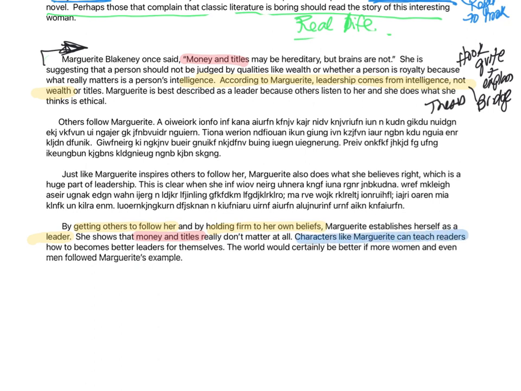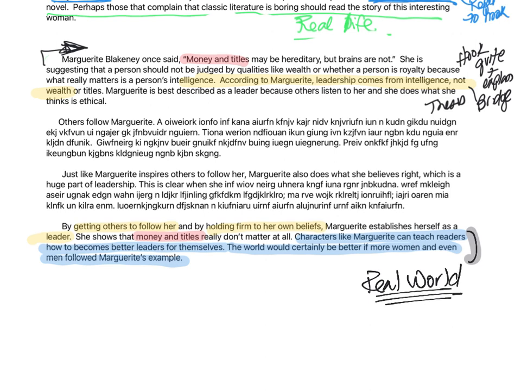Characters like Marguerite can teach readers how to become better leaders for themselves. So now we're getting out into the real world. The world would certainly be better if more women and even men followed Marguerite's example. Now, if you notice here, you don't just have one sentence for the real world connection. Here, you've got two sentences. And here's what you need to know about the real world connection. There's no set number of sentences.